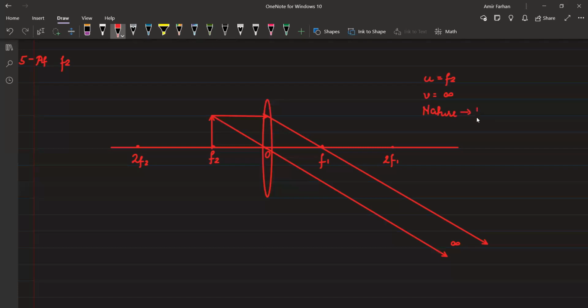Nature would be inverted. Size would be highly enlarged or highly magnified. Is this clear to all of you? Please let me know once, Bichu.